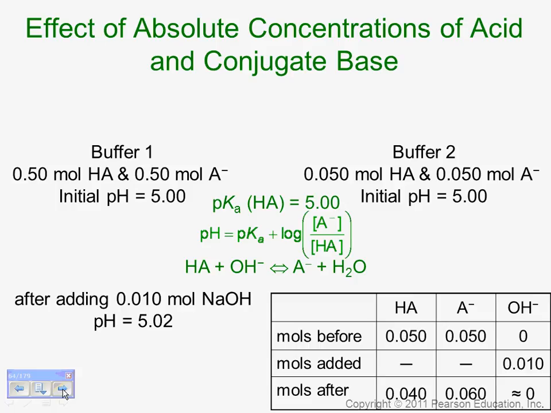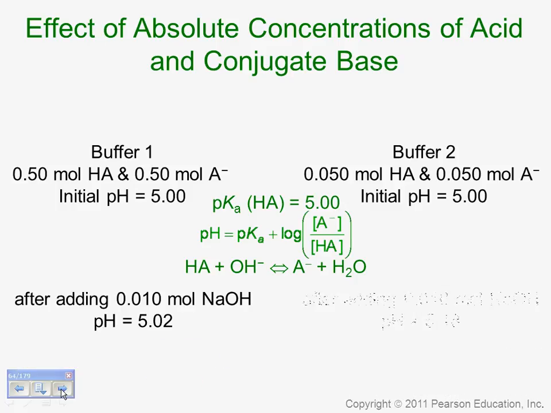Well, let's do the same thing to the buffer on the right. Let's add 0.01 moles of hydroxide and see what happens to the pH there. It goes from 5.00 to 5.18. I see a difference in those two. For the buffer on the left, my pH went up by 0.02. For the buffer on the right, the pH went up by 0.18. That's almost 10 times.